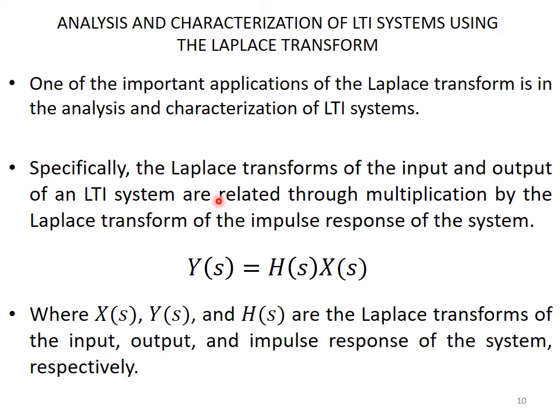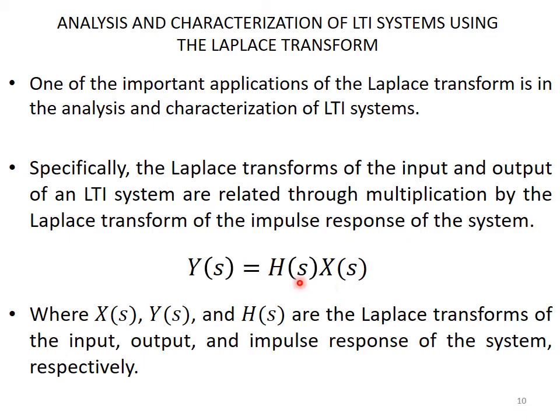So the Laplace transform of the input and output of an LTI system are related by this equation, which is also called the convolution. H of s and X of s are convolved together to produce the output Y of s. This is also called the convolution property of the Laplace transform, just like we had the convolution property of the Fourier transform.